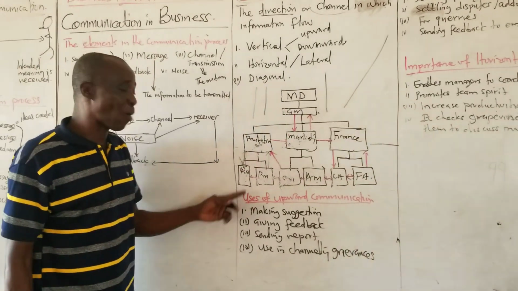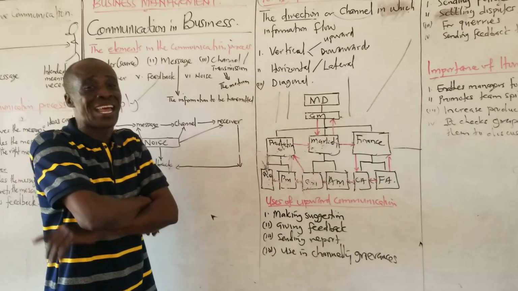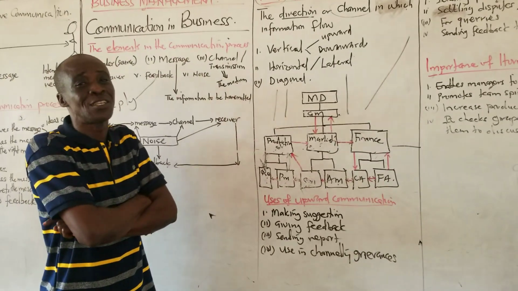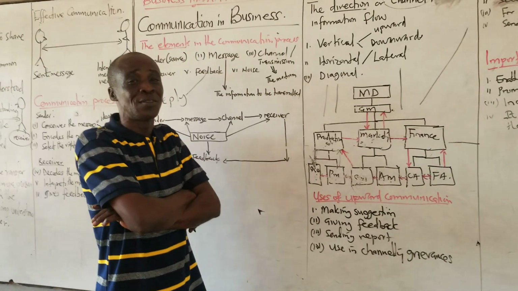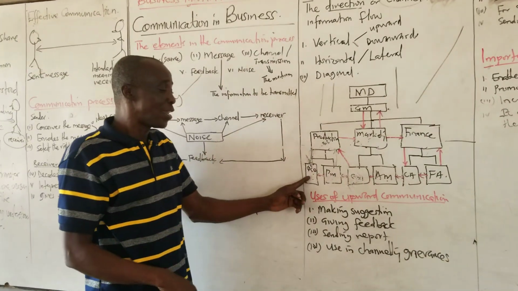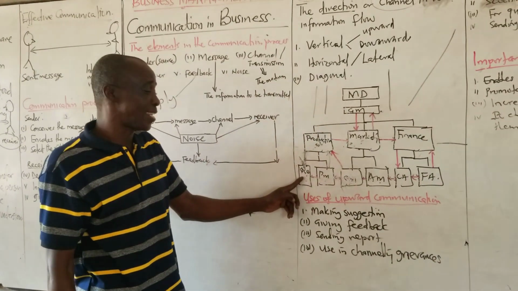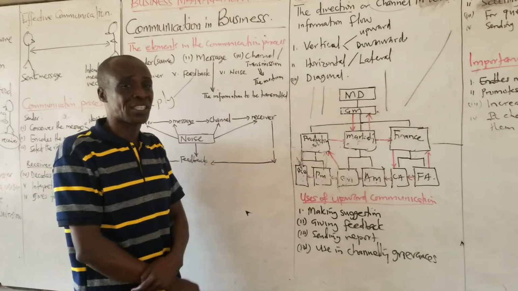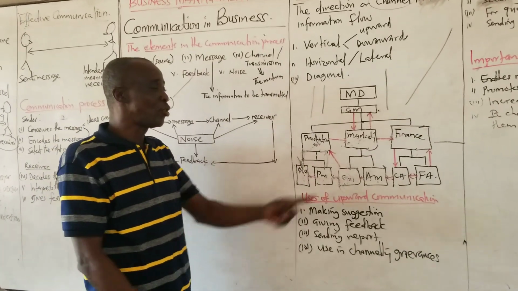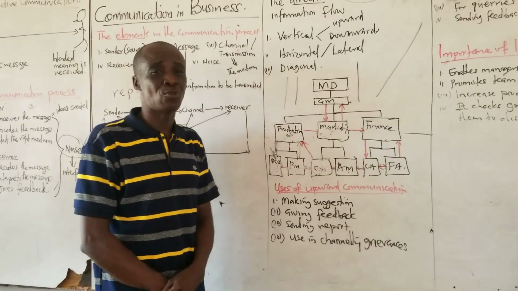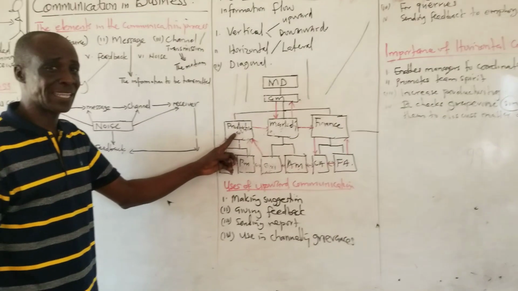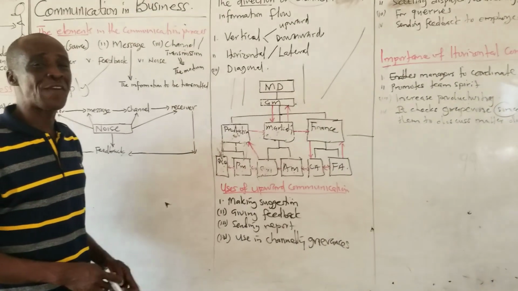Now let's look at the quality control officer. Whom does he, or she, because of equity, have a direct reporting relationship with? Did you say marketing manager? You were wrong. Did you say finance manager? You were wrong. But if you said production manager, you were right.